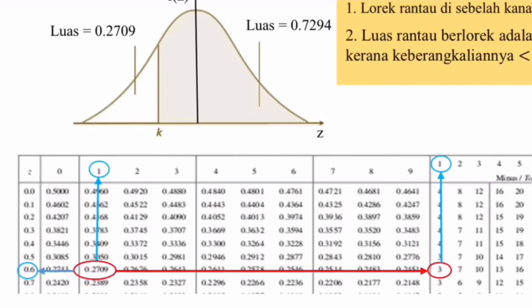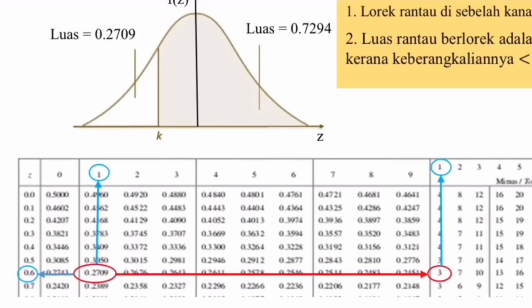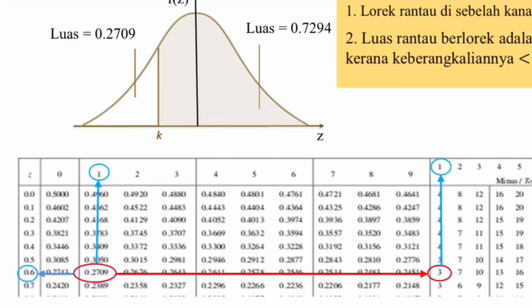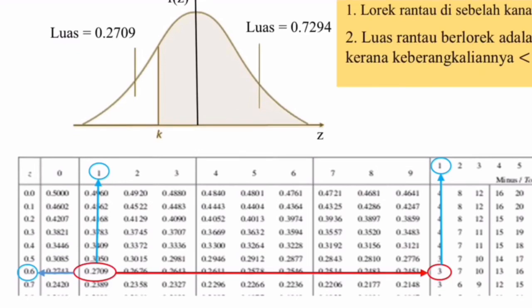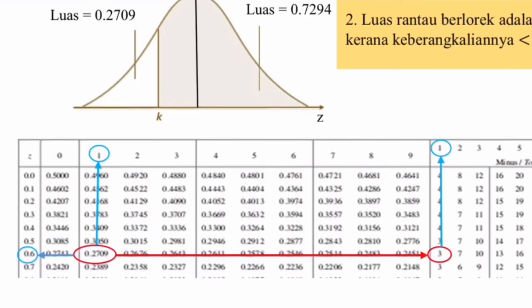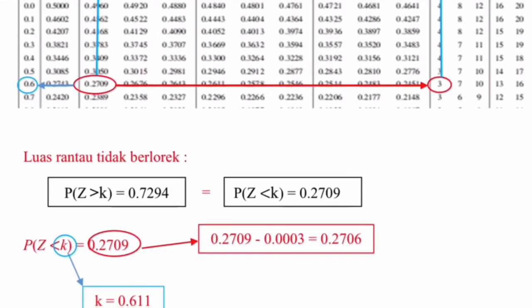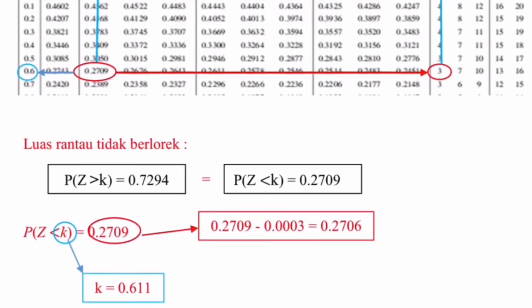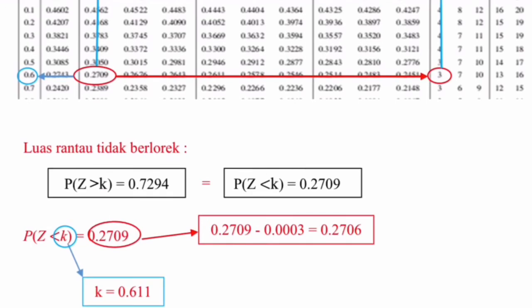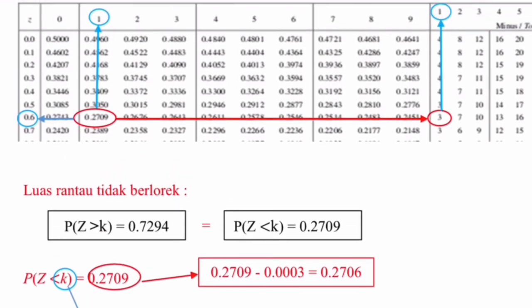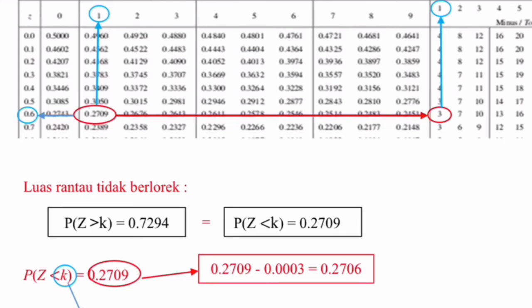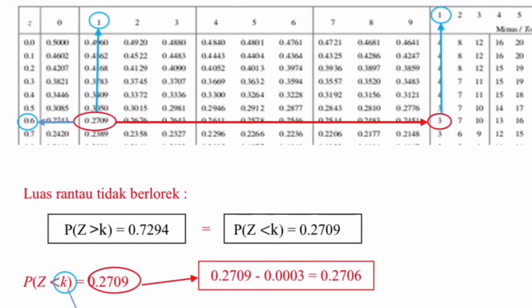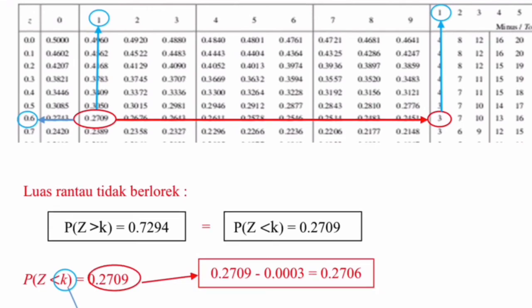Example here, we have the areas, which are 0.7294 and 0.2709. Now we want to find the area that is close to, we can only find less than 0.5 in the book's table. So we cannot find from 0.7294. We will find 1 minus 0.7294. So you can only read from the book's table 0.2709, because the areas actually share the same z-score. So we will use an area which is less than 0.5 to find the z-score.